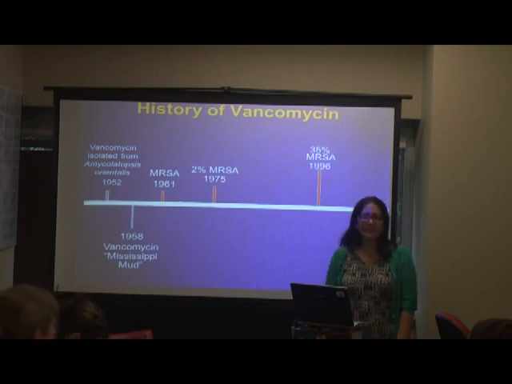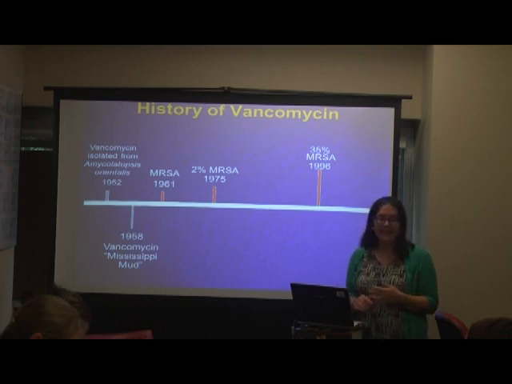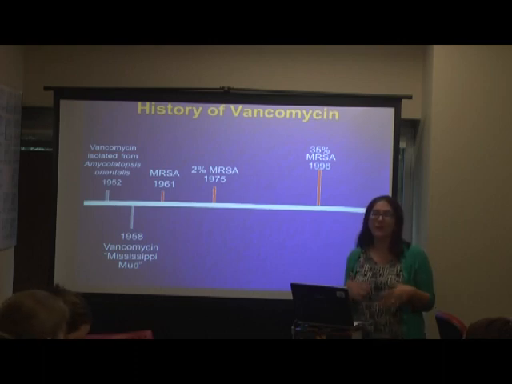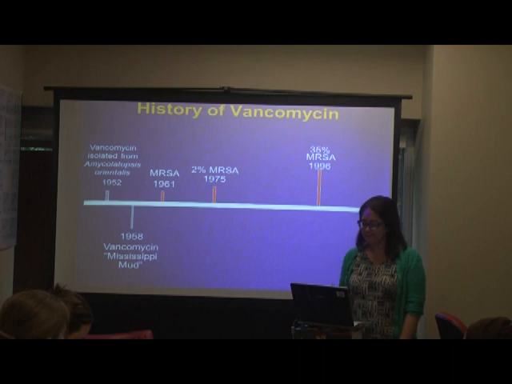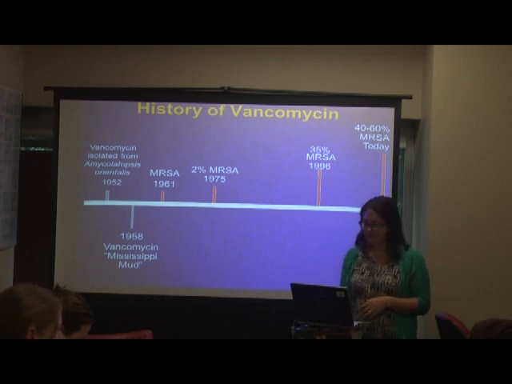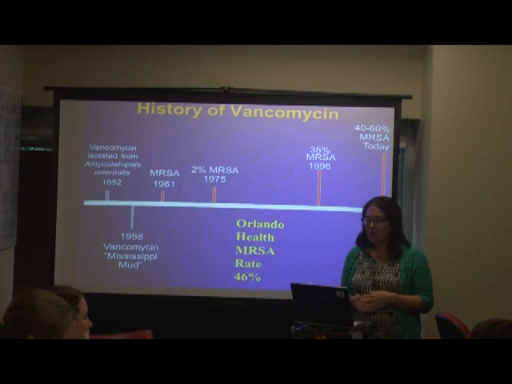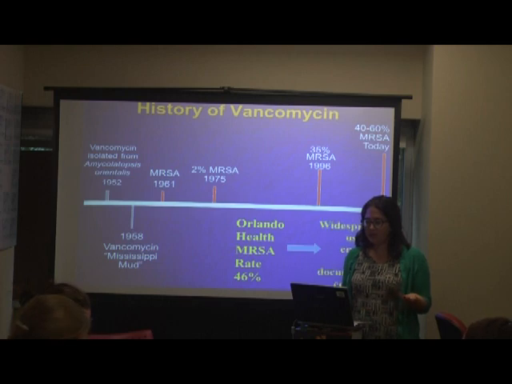By 1996, the MRSA rate was 35%. So really in the late 80s and early 90s is where we started to see a big surge of the use of vancomycin. And today, our MRSA rate is around 40 to 60% within the United States. And at Orlando Health, and this is just from the antibiogram this year, our corporate MRSA rate is 46%. So pretty high, and you can see why there's empiric use of vancomycin for a lot of infections.